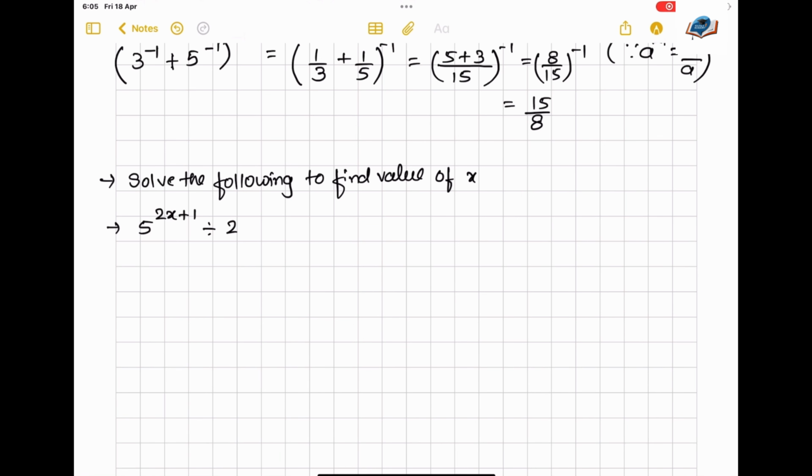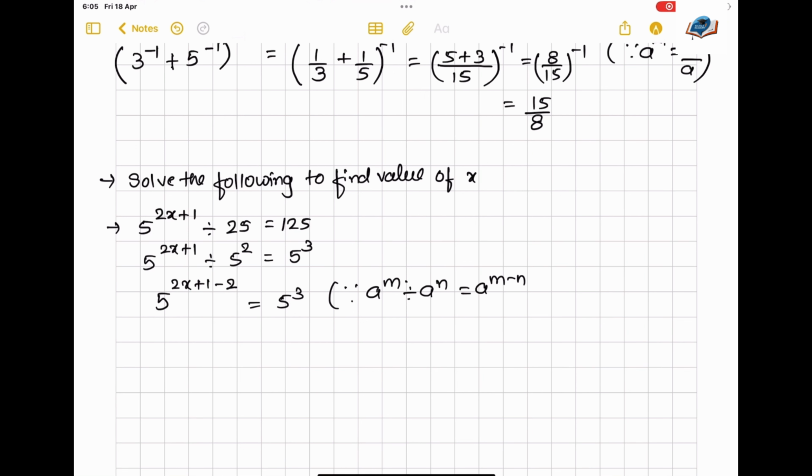So, can I write it like this? 5 raised to 2x plus 1 divide by 25. 25 I am writing as 5 square, equal to 125 means 5 cube. So this will become 5 raised to 2x plus 1 minus 2, because a raised to m divide by a raised to n equal to a raised to m minus n. So that formula I am using. So this will be 5 raised to 2x minus 1 equal to 5 raised to 3.